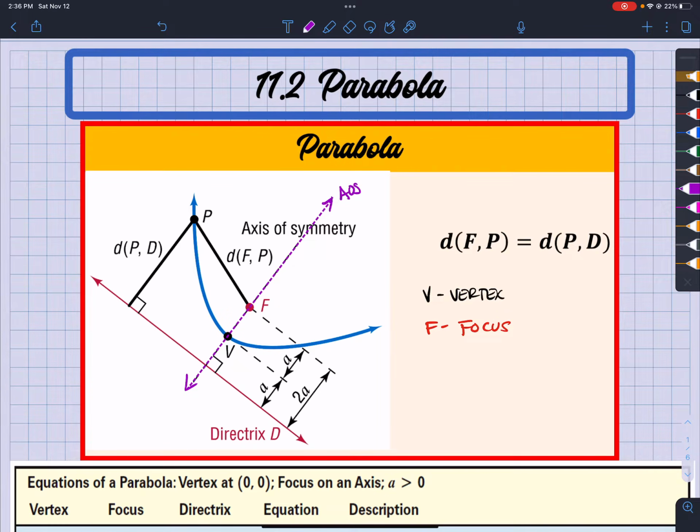So the way the parabola is that here you also have something called the directrix. The directrix is equidistant from the focus. So the distance from the directrix to the vertex and the vertex to the focus is exactly the same. It's a distance of A. So the distance from directrix to the focus is 2A.